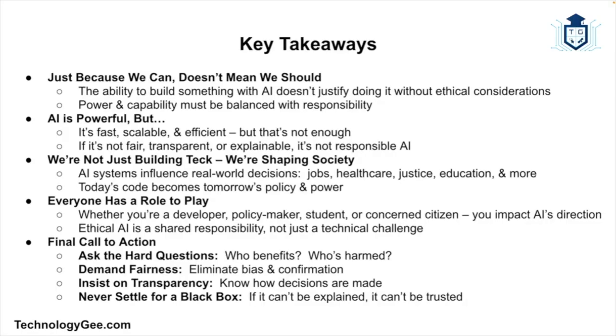So here's the thing: just because we can build something with AI doesn't mean that we should. AI is powerful, it's fast, it's scalable, but if it's not fair, transparent, or explainable, it's not responsible. We're not just building technology, we're shaping society. The systems we design today will impact lives tomorrow. So whether you're a developer, a policymaker, a student, or a concerned citizen, you play a role in shaping the future of AI. So ask the hard questions, demand fairness, insist on transparency, and never settle for a black box.